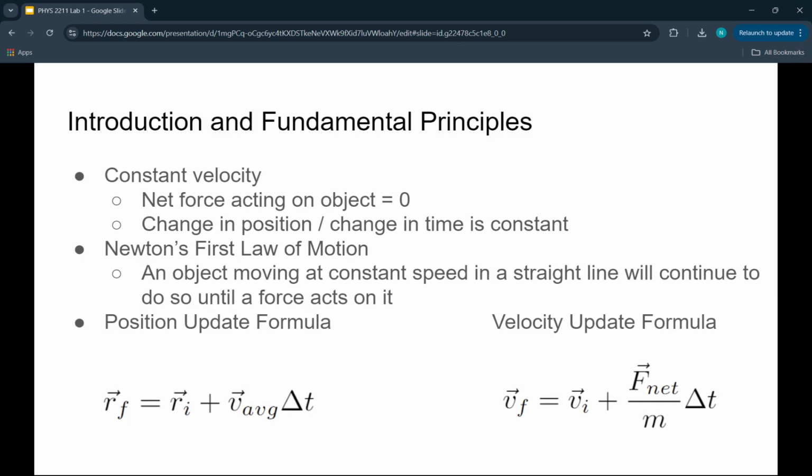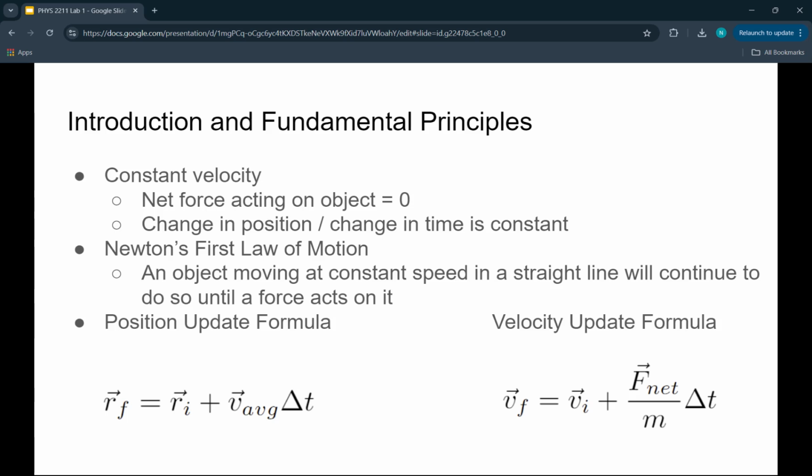So, first is the idea of constant velocity, which occurs when the net force acting on an object is zero. In other words, there's no net force, so the position change over time stays constant. This is according to Newton's first law, which says that an object moving at constant speed in a straight line will continue to do so until a force acts on it.